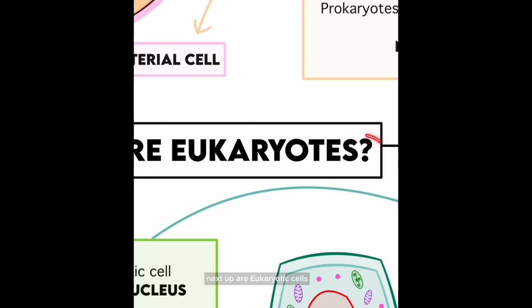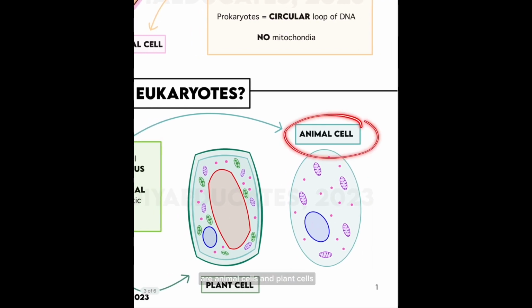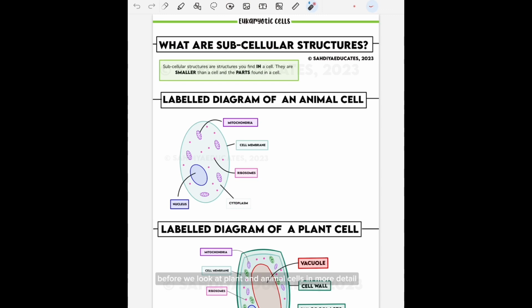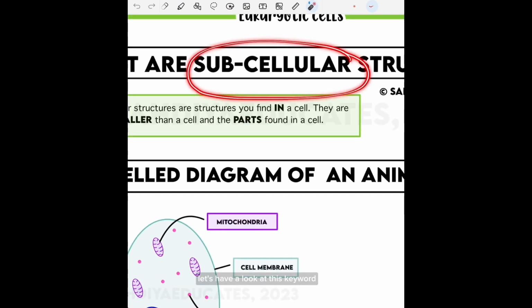Next up are eukaryotic cells. Eukaryotic cells are cells that do have a nucleus. Examples of eukaryotic cells are animal cells and plant cells. Before we look at plant and animal cells in more detail, let's have a look at this keyword, subcellular structures.